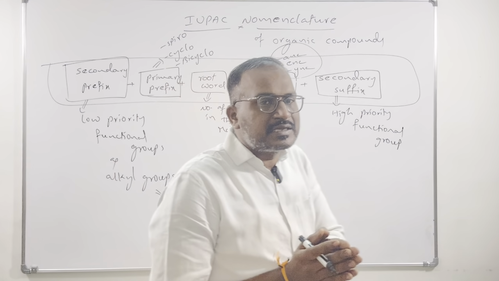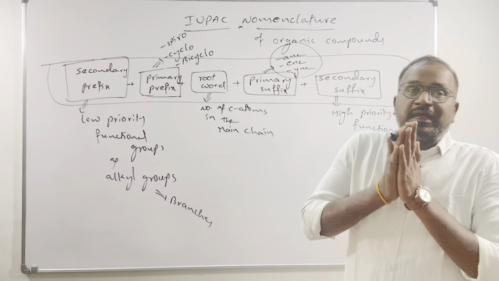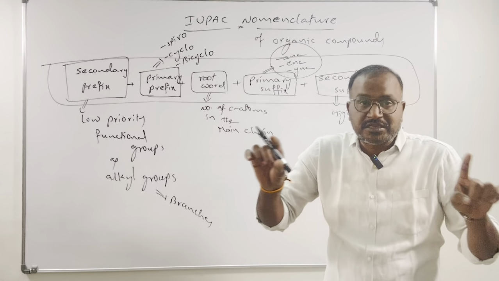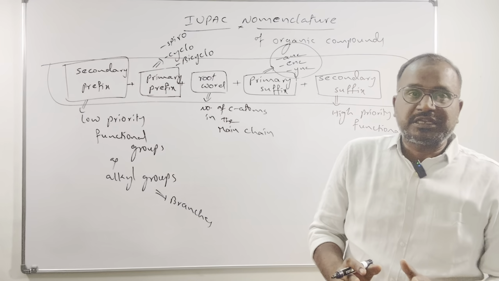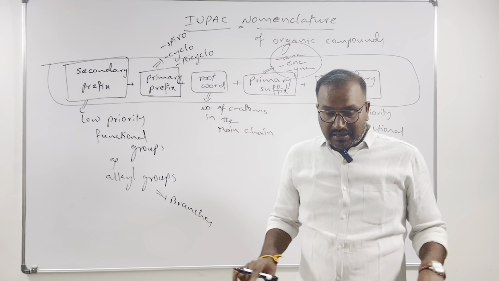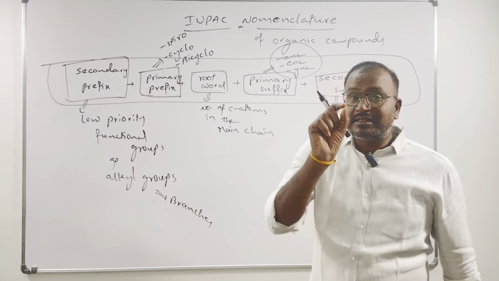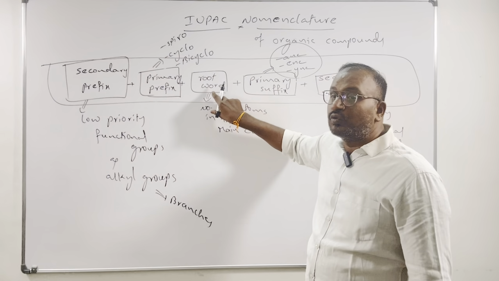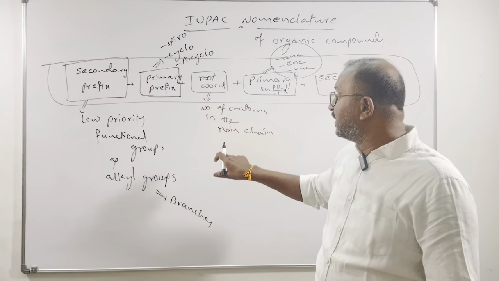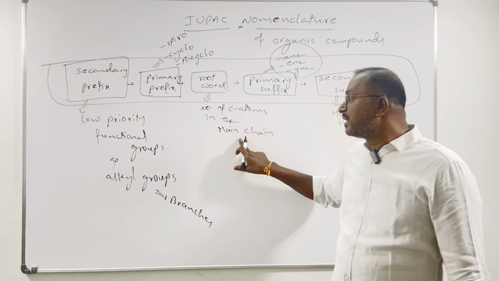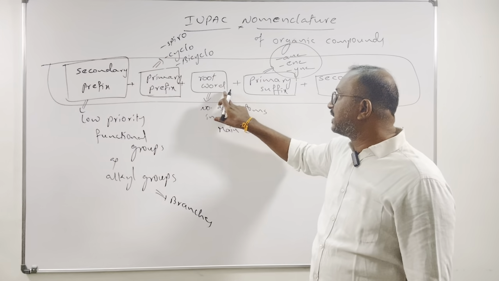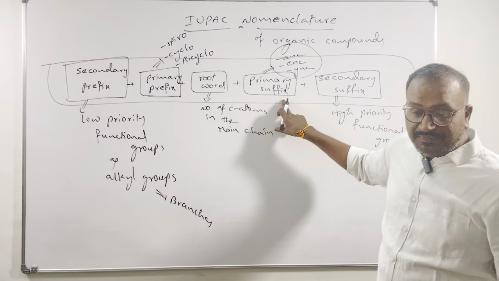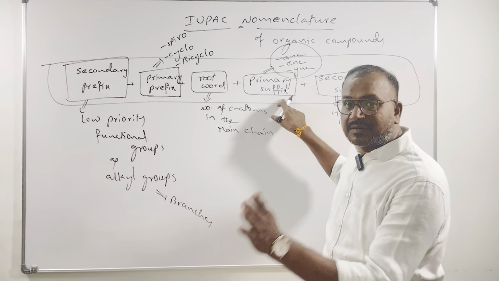Root word represents the actual carbon number in the main chain. How to identify the main chain is a secondary matter, but the main chain should have the largest number of carbon atoms. That carbon number is represented by the root word. The root word represents the number of carbon atoms in the main chain, parent chain, or actual chain. After the root word, the primary suffix should be there.